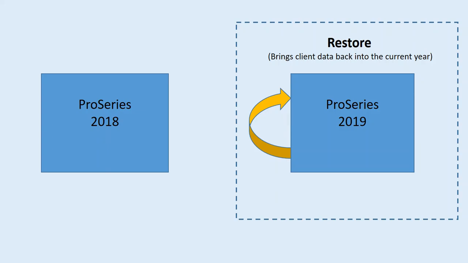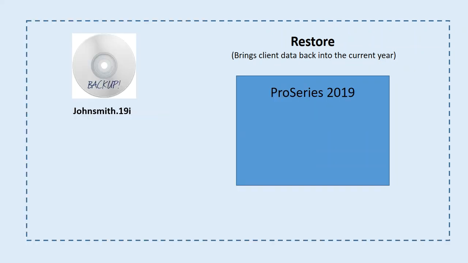Now that we understand what a transfer is, what is a restore and how is it different? Restoring a client file brings back the data in its original state, and this is the key. It's restored in the current year's tax program. In other words, restore is used to bring back tax data that was completed and filed in the current year.